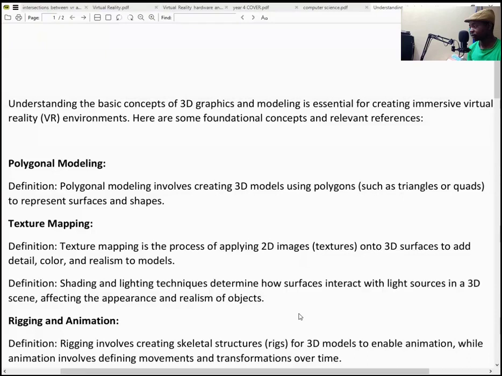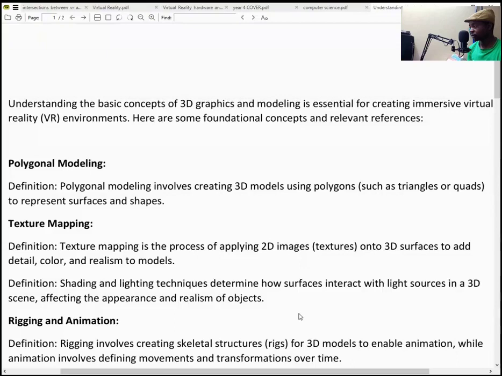Now there is what we call texture mapping, which is basically a technology where you have 2D images being mounted on 3D surfaces to add texture, detail, color, and realism to what we are creating, be it a character or a complex shape that we are trying to come up with.